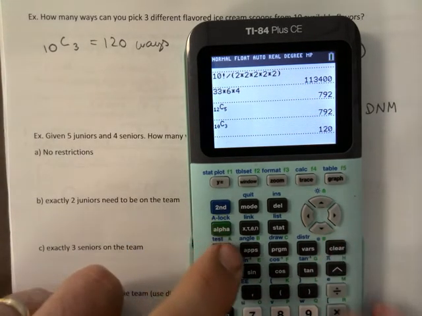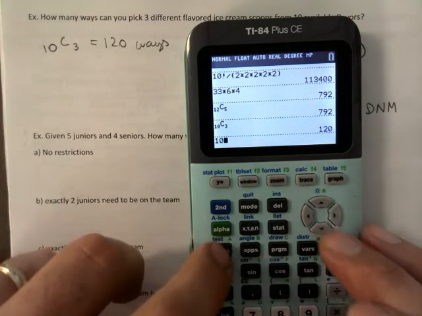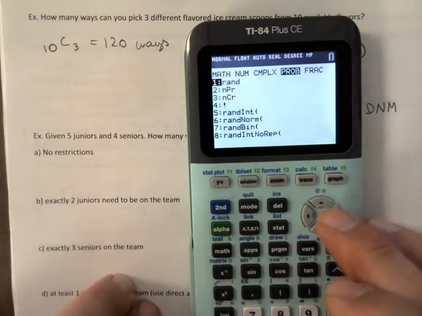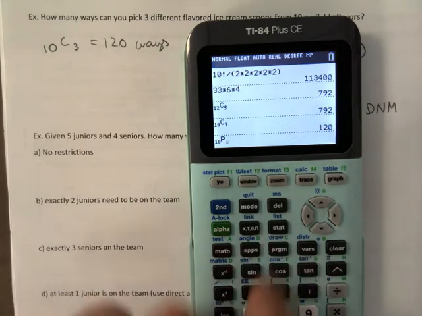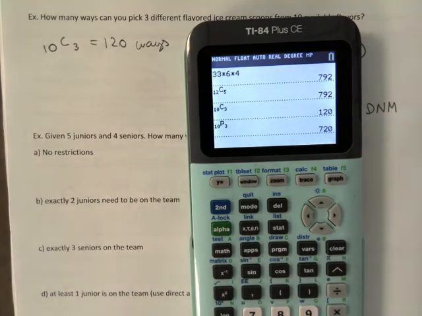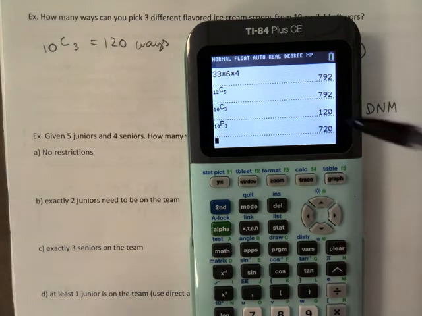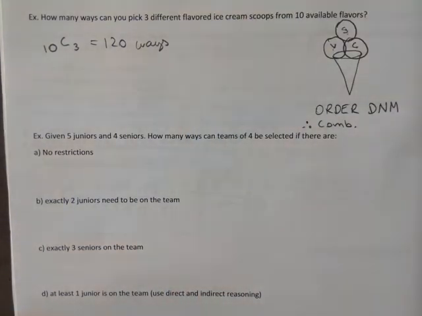And so let's say you would have done 10, pick 3, sorry. So you would actually be at 720 because it would consider the order, the position of the scoops as different cones essentially. But in this case, the 120 is the one that applies, okay?